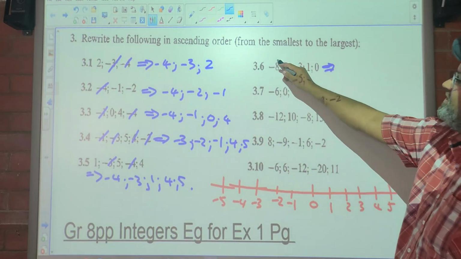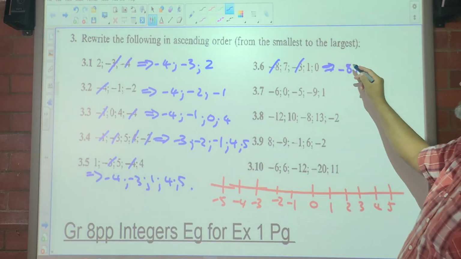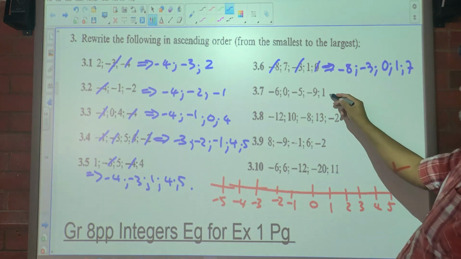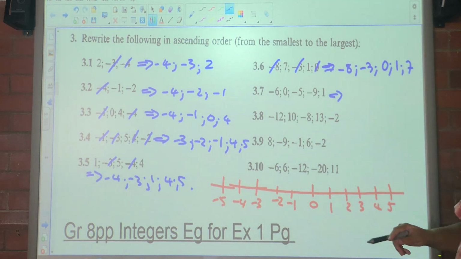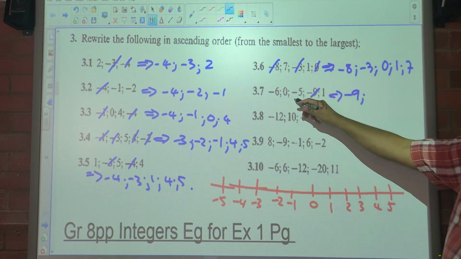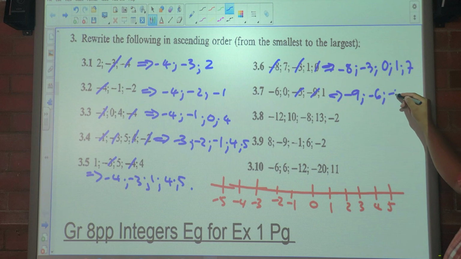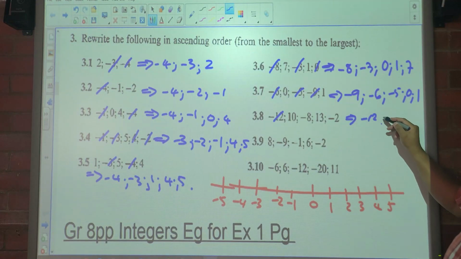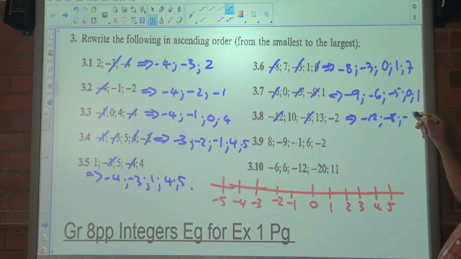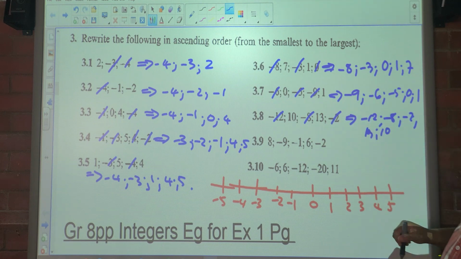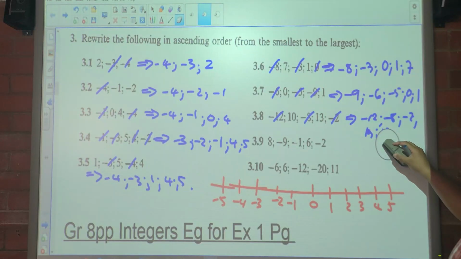This is the smallest value here, negative 8, then negative 3, then 0, 1 and 7. The next one. Negative 9. Is there any confusion here? Negative 6, negative 5, 0 and 1. The next one is going to be negative 12, negative 8, negative 2, 10 and 13. You all agree with that, no?